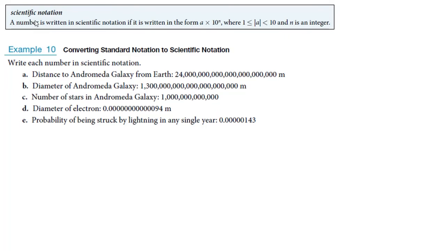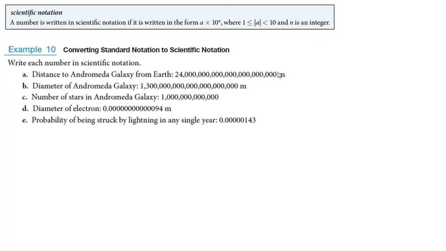So to define scientific notation, when a number is written in scientific notation, it has the form a times 10 to the power n. So a must be a positive value between 1 and 10, and n must be an integer, which means it can be positive or negative. If the exponent n is positive, then it's a very large number. If the exponent n is negative, it's a small number.